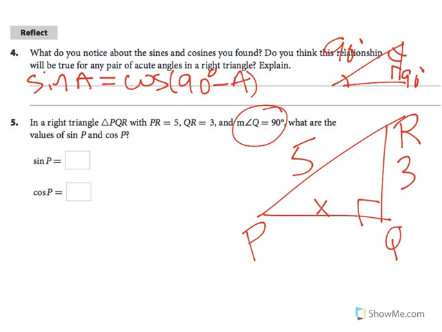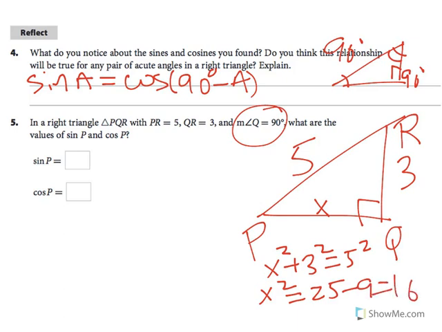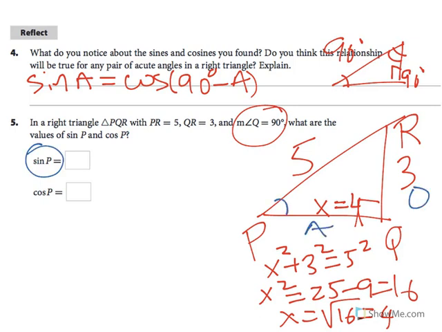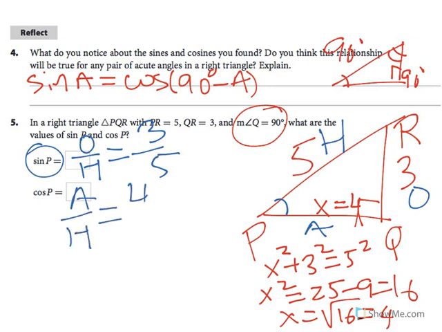This is a right angle, so we can say x squared plus 3 squared equals 5 squared. So x squared equals 25 minus 9, which gives us 16. So x equals the square root of 16, which gives us 4. So we know that this is 4. We're looking for angle P, so we're looking from here. So this is opposite, adjacent, and hypotenuse. Sine is opposite over hypotenuse, which gives us 3 over 5. And cosine of angle P is adjacent over hypotenuse, which gives us 4 over 5.